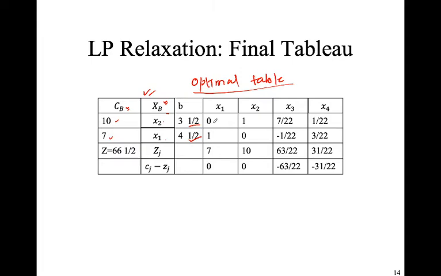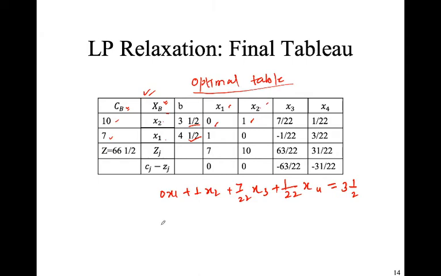And for adding the cut plane, let me tell you the method. These rows correspond to x1 and x2 and could be written as equations. These are the coefficients of these variables. So the first row could be written as 0 x1 plus 1 x2 plus 7 by 22 x3 plus 1 by 22 x4, and this should equal the value of x2, and the value of x2 is 3.5.